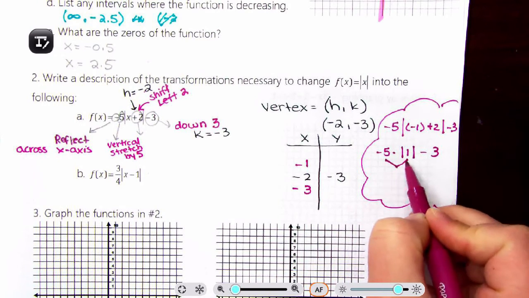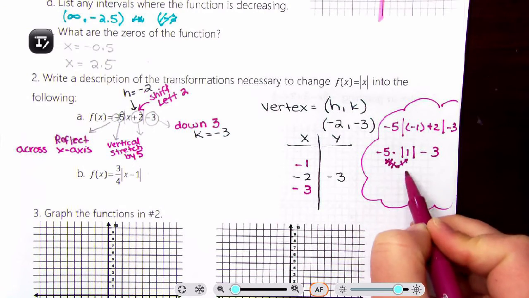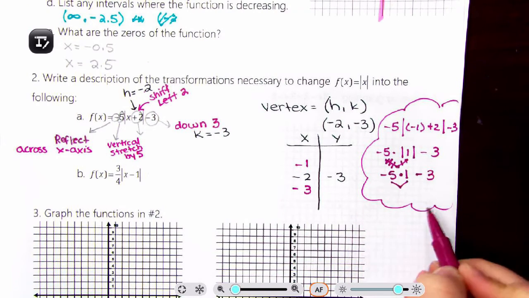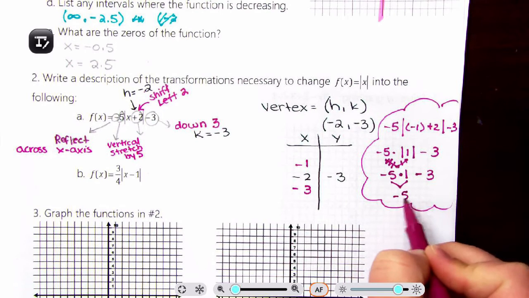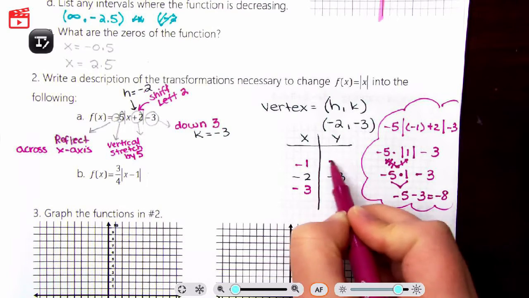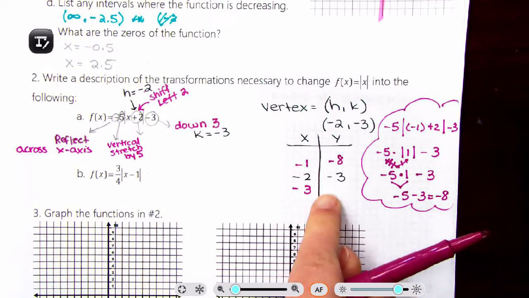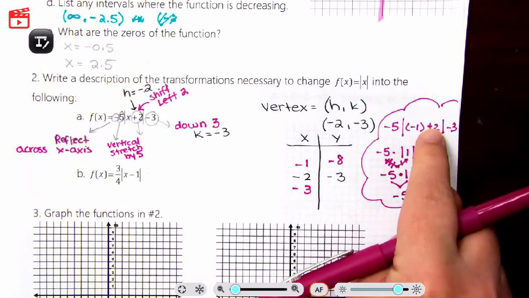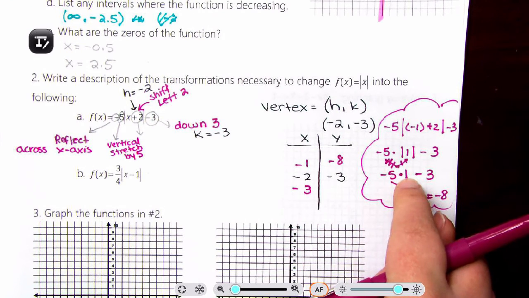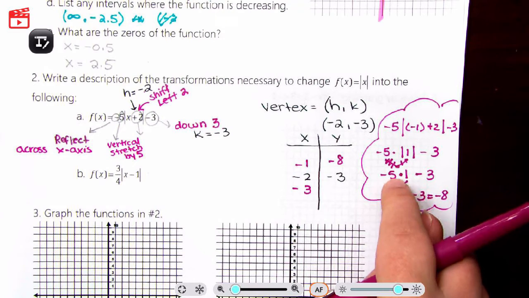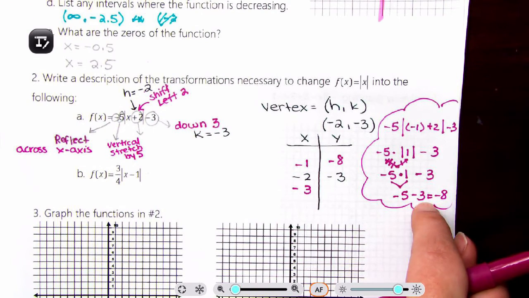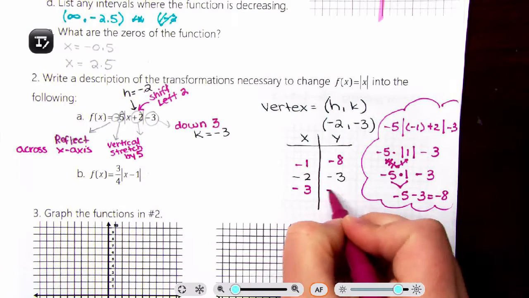The absolute value of 1 is 1. We still have that multiplication. Make sure you multiply before you subtract. This is negative 5 minus 3, 5, 6, 7, 8. You have a negative 8. Let's do that one more time with negative 3. Negative 3 plus 2 is negative 1. Negative 1 with the absolute value is positive 1. Positive 1 times negative 5 is negative 5. Negative 5 minus 3 is 5, 6, 7, negative 8 as well.